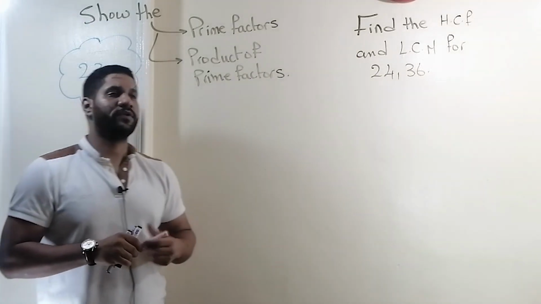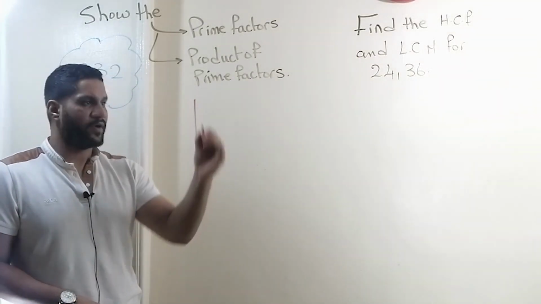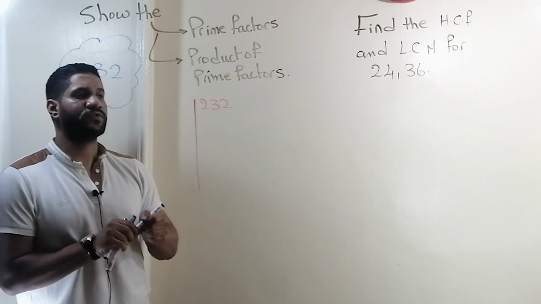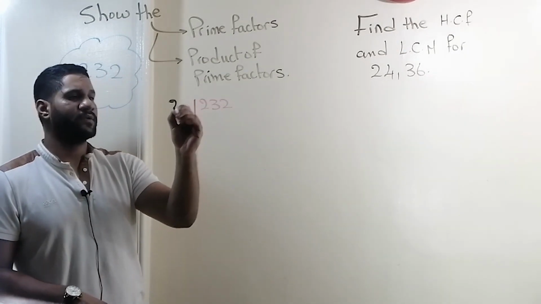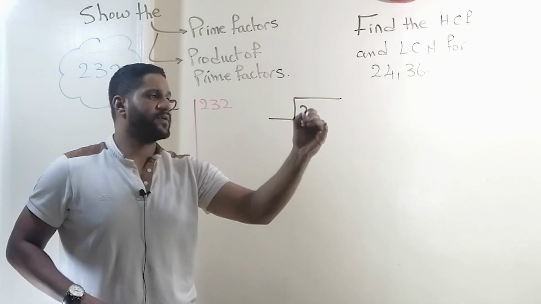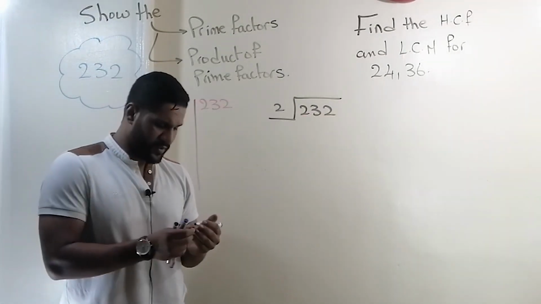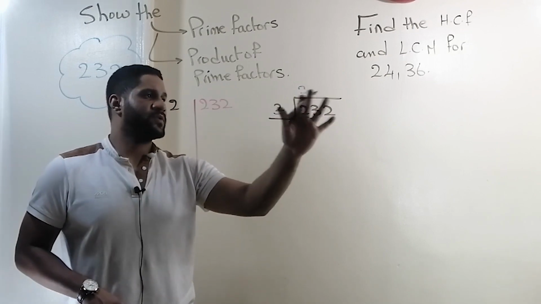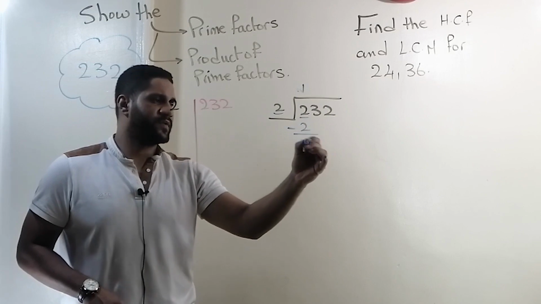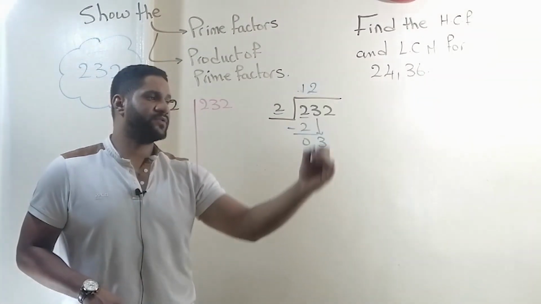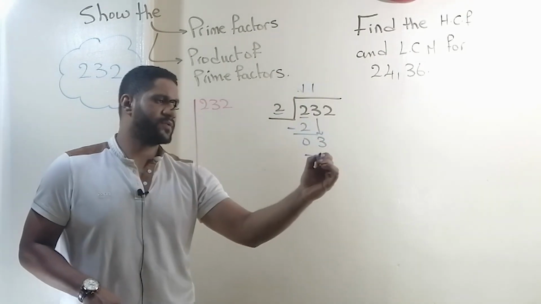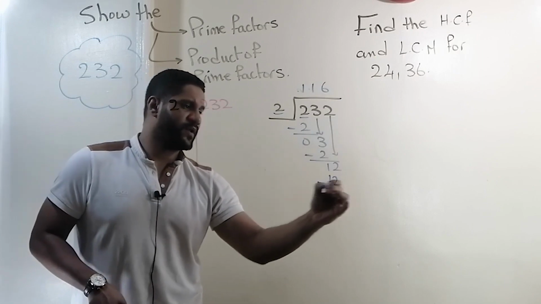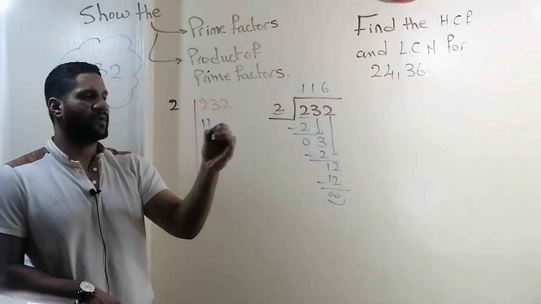If you look at 232, we need to simplify it. So I'll start making my stick and start dividing it. 232, I can divide it by 2. Let's use the long division method. 232 divided by 2: 2 with 2 gives 1, subtract, gives 0, borrow 3, I need 2, so minus 2 gives 1, borrow 12, so 6, and it's 116.